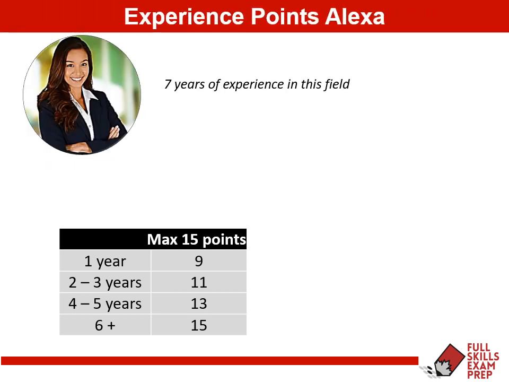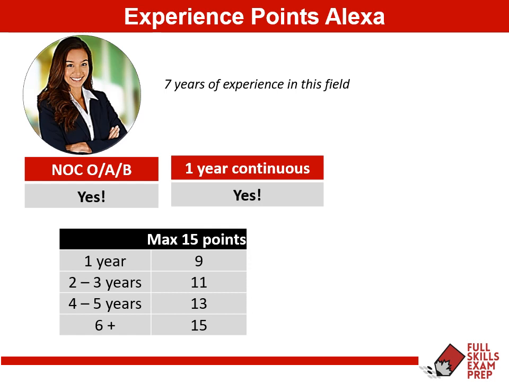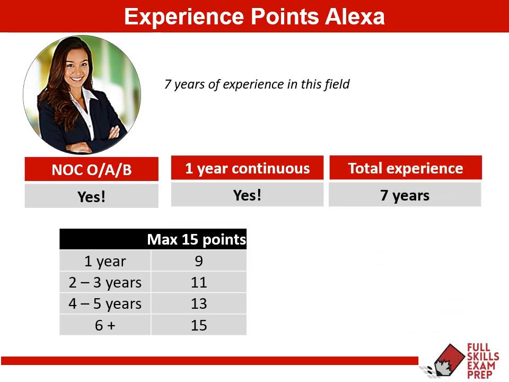And Alexa's really straightforward with this one here. She's an engineer, which is definitely NOC A. She has that 1 year continuous, as we saw, and they give us this one pretty clearly. They say 7 years of experience in this field, so that's what we would assume, and we could put this one at the maximum, 15. So remember that once a person reaches that maximum, it doesn't really make a difference if the person has 6 years experience or 66 years experience. They would reach that maximum amount of points at 15.